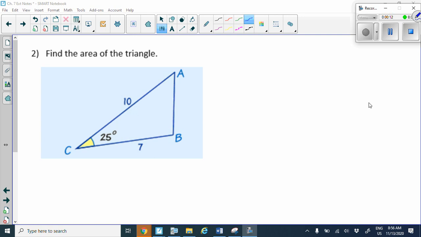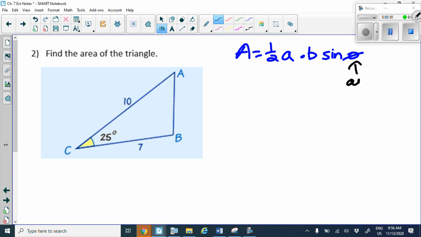Okay, so here, remember our formula is going to be A equals 1/2 times A times B sine of theta, okay? So basically, remember, A is going to be the base, so kind of the bottom of our triangle, and then B is going to be the other side length. And then sine, and then we have our theta, that's going to be our angle. So I'm going to go ahead and write that down so you remember. So we got base, and then this will be the other side.